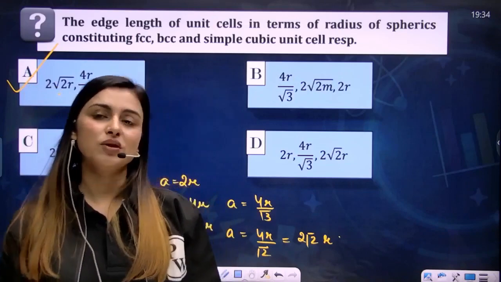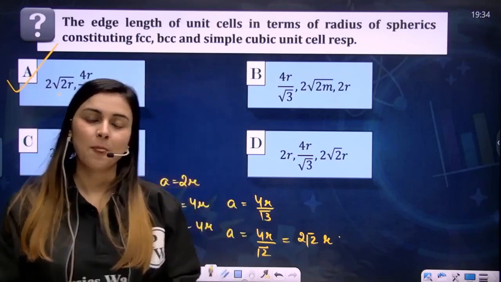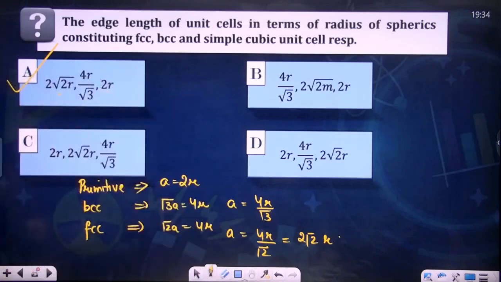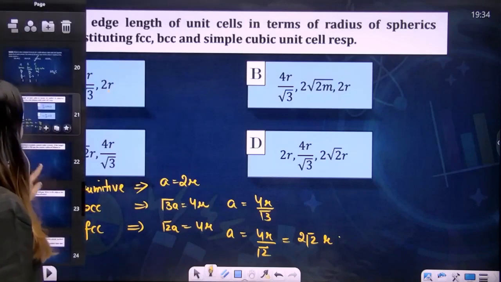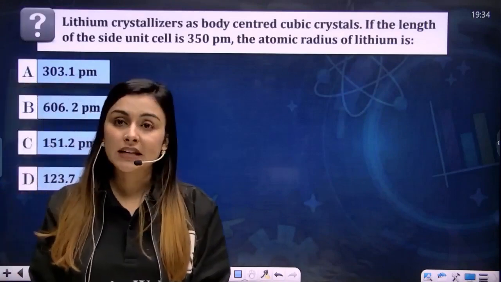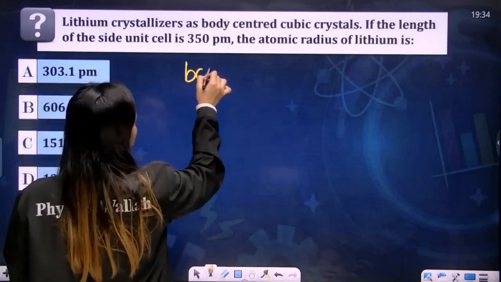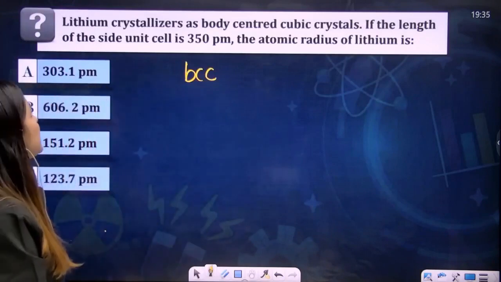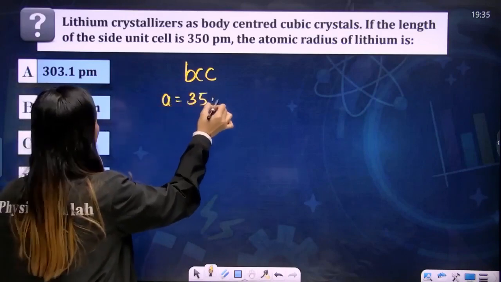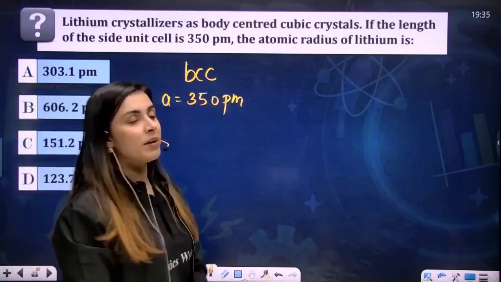See, this is how questions are asked and you have to solve them. I hope it's clear. Perfect, my dear students. You can pause the video, write it down, and then we'll move forward. The next question says that lithium crystallizes as body centered, so the system is BCC. If the edge length of the unit cell is 350 picometer, you have to give the atomic radius of lithium.